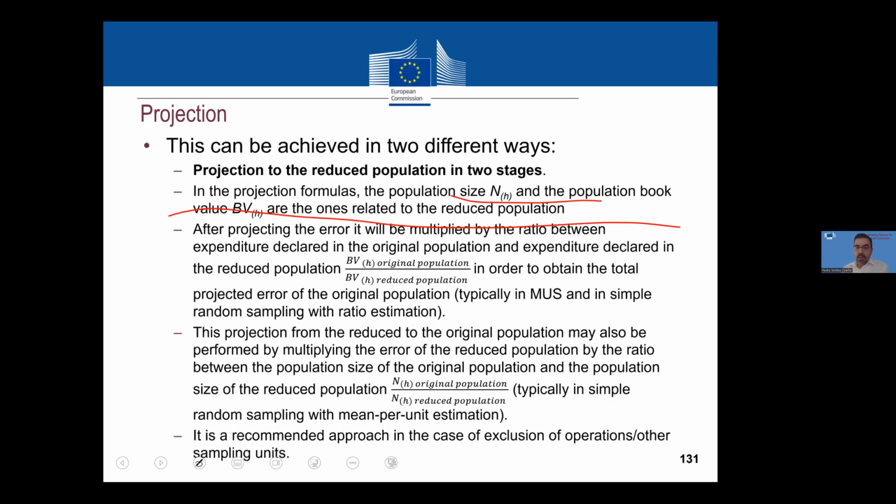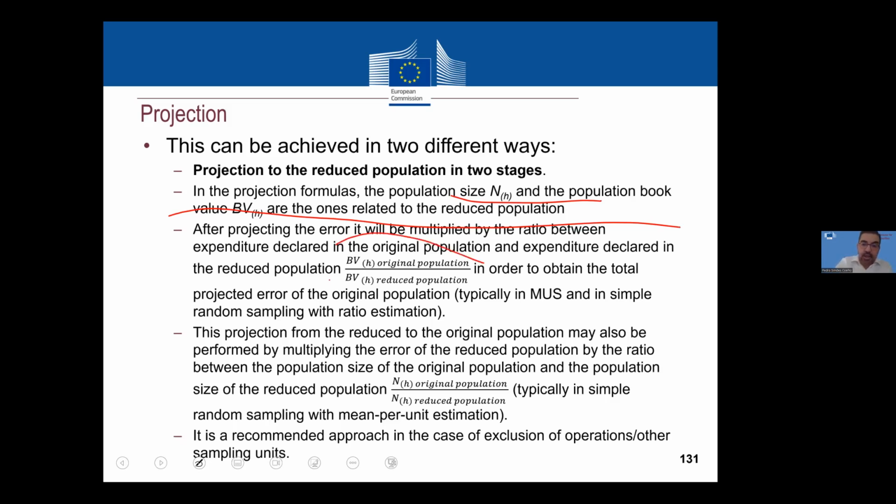Well, after projecting the error using the normal formulas and the normal templates, after it has been calculated by a software or by Excel, you very often have to yourselves multiply this projected error amount by the ratio between the book value of the original population and the book value of the reduced population in order to enlarge the projected error to the original population.